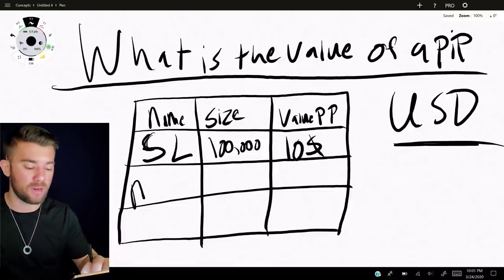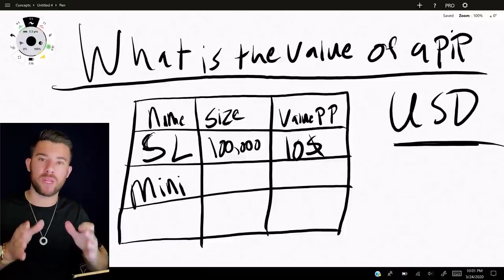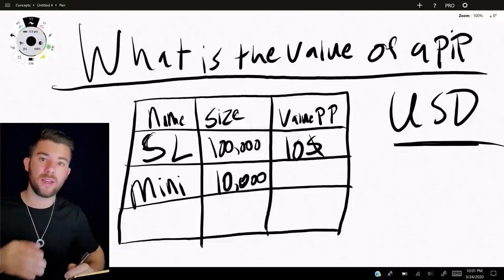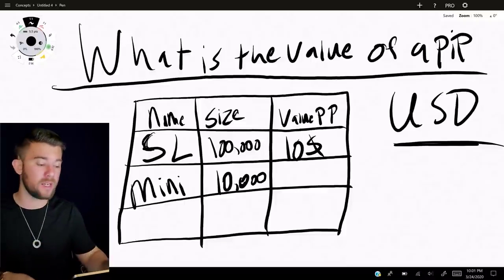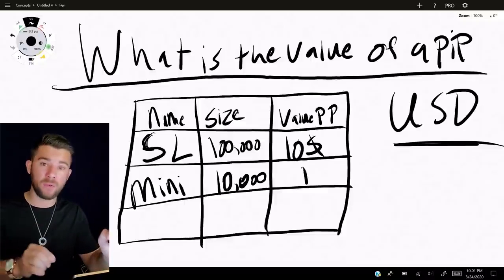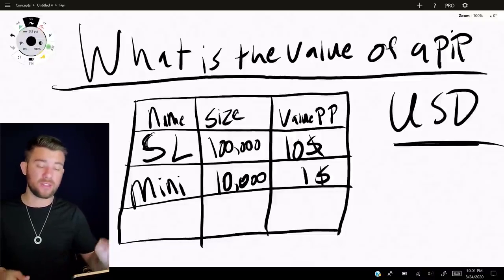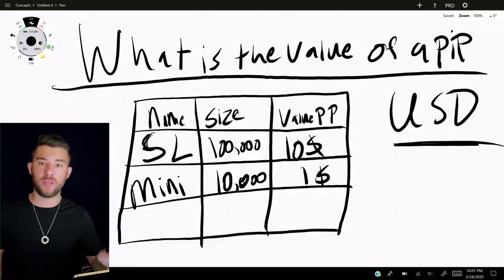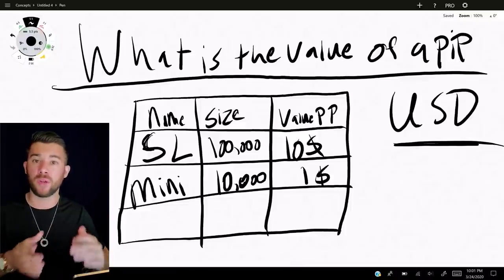The second one is called a mini lot. A mini lot means that you're controlling or holding 10,000 units of a certain currency. And with 10,000 units of a currency, you have a value per pip of $1. So for every 10,000 units of a currency that you hold, there is a value of $1 per pip. That's exactly right on dollar pairs. It's a generalization that is very similar on other pairs as well.